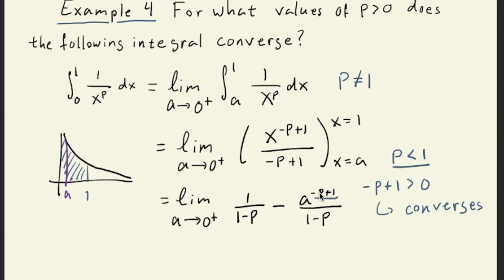If this is negative, though, when a approaches 0, this is going to go to infinity. Right? Think of, for example, p equals 3 halves, or even p equals 2. So negative 2 plus 1 is negative 1. So this is a to the negative 1, which is 1 over a. And if a approaches 0, 1 over a will go to infinity. Right? So in that case, it diverges. So when negative p plus 1 is negative, which is the same thing as saying that p is greater than 1, right? So in that case, it diverges.